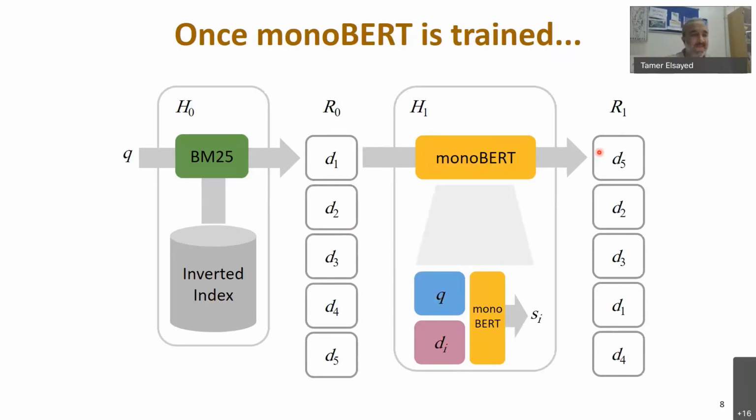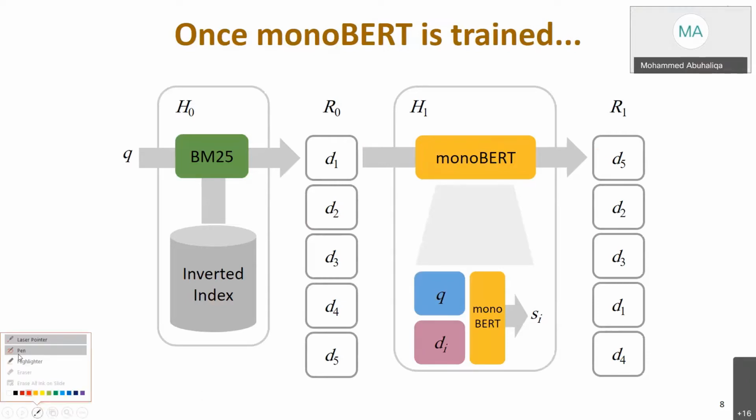Is this figure clear? No, not clear. It's either clear or not clear. I assume that what we're doing is trying to figure out how documents relate to each other. No, this is just a very high level overview of how MonoBERT is working.